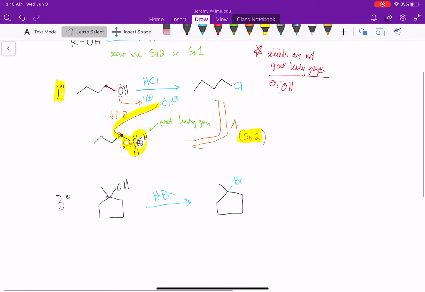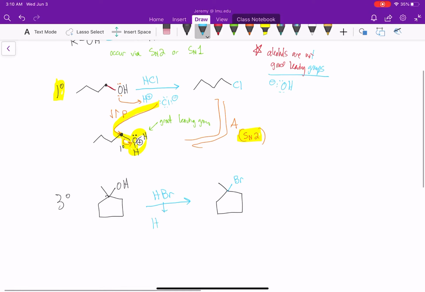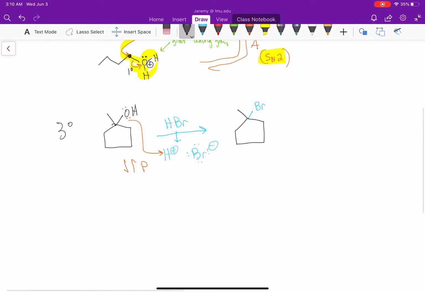Again, we know that alcohols are not good leaving groups. So what do we have to do? We have to protonate this. HBr, a strong acid, gives me H plus and a Br minus. How do we make this a good leaving group? Same first step. The lone pair on the O will protonate. Okay, we protonate that.